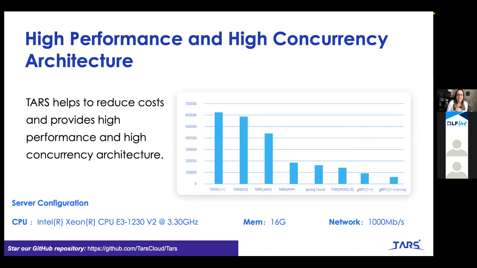And TARS also provides a high performance and high concurrency architecture. With the increase of users and traffic, performance needs to be guaranteed in the face of massive requests. Here we have an example of the performance of TARS. On the X axis, we have the different microservice frameworks, either TARS developed in different programming languages or other frameworks such as Spring Cloud and gRPC. On the y-axis, we have the number of transactions per second. As you can see here, TARS C++, TARS Go, and TARS Java have the highest performance compared to other frameworks.